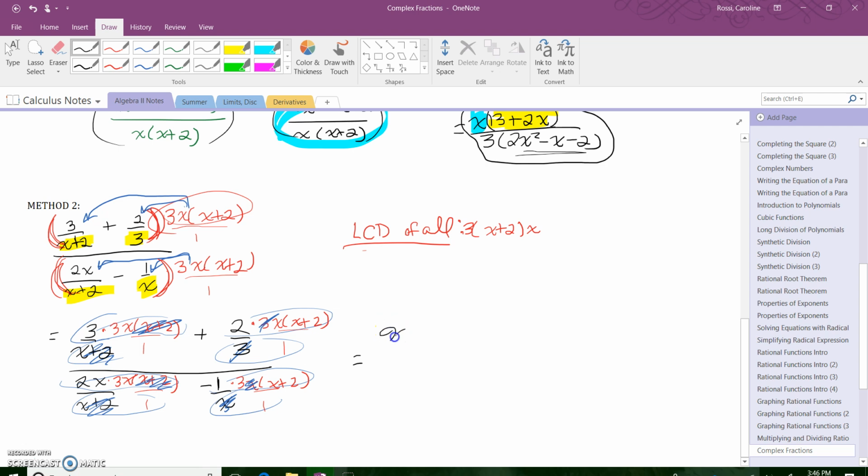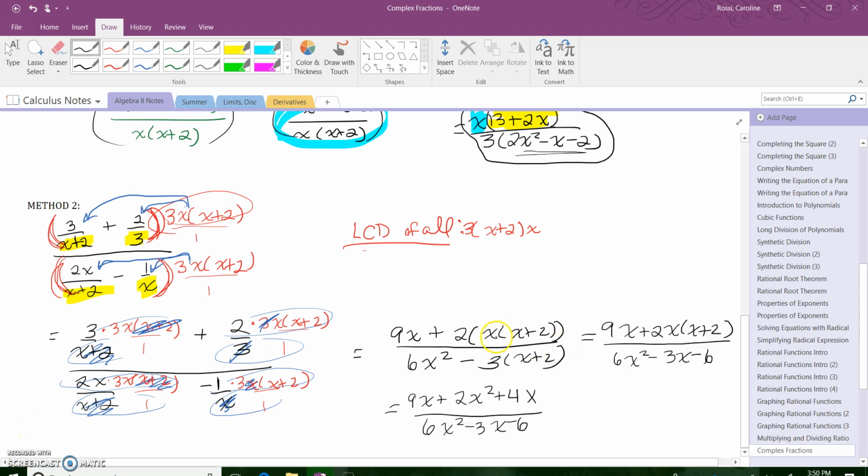I have 3 times 3x, 9x. And then right here, I have 2 times x plus 2. And then in the denominator here, I have 2x times 3x. So that would be 6x squared minus a 3 is left over and an x plus 2. I just did this 2 times x and wrote it nicer here so that I can distribute it easily and get 2x squared plus 4x. The very last thing you can do is add 9x and 4x and get 13x. And 6x squared minus 3x minus 6.